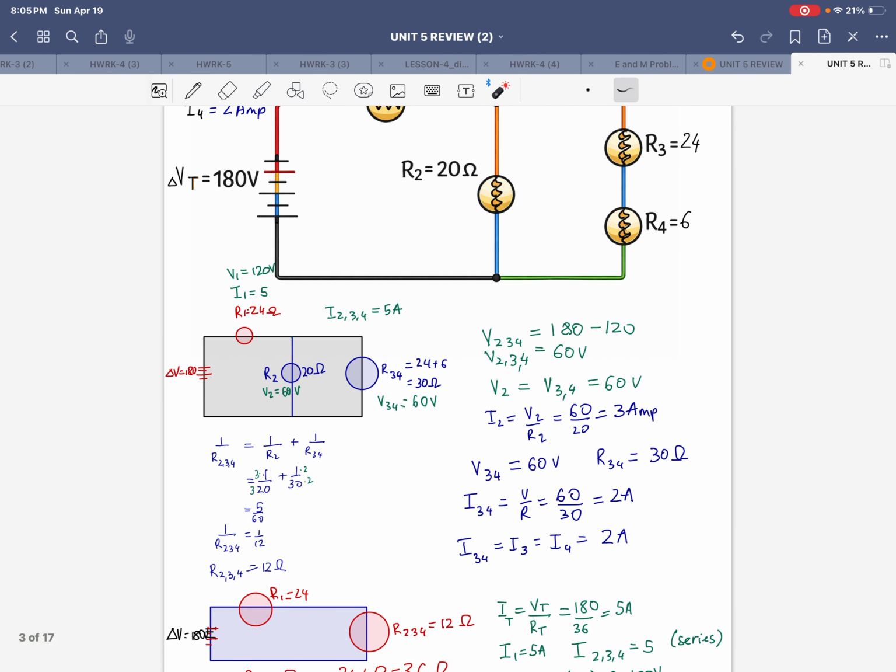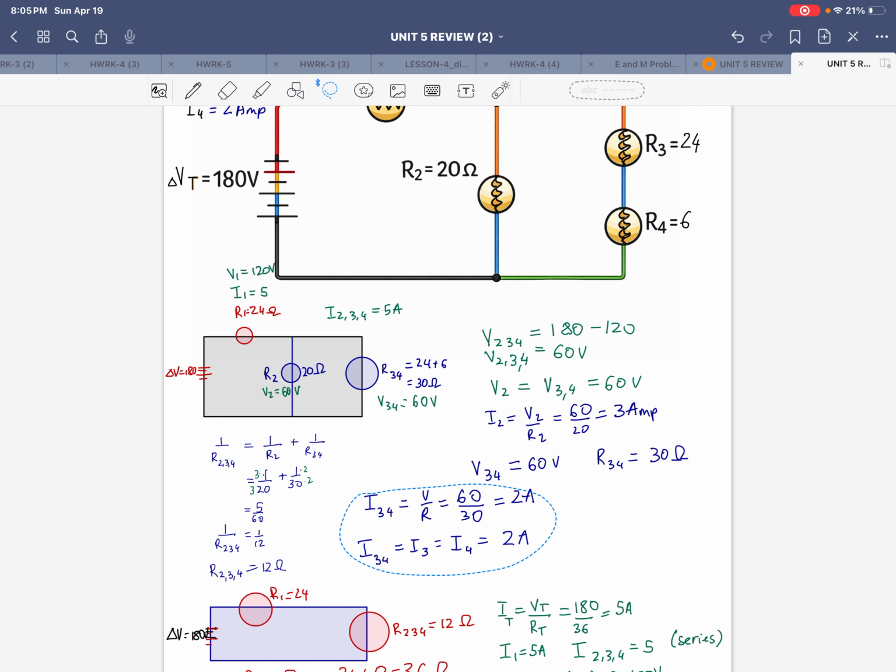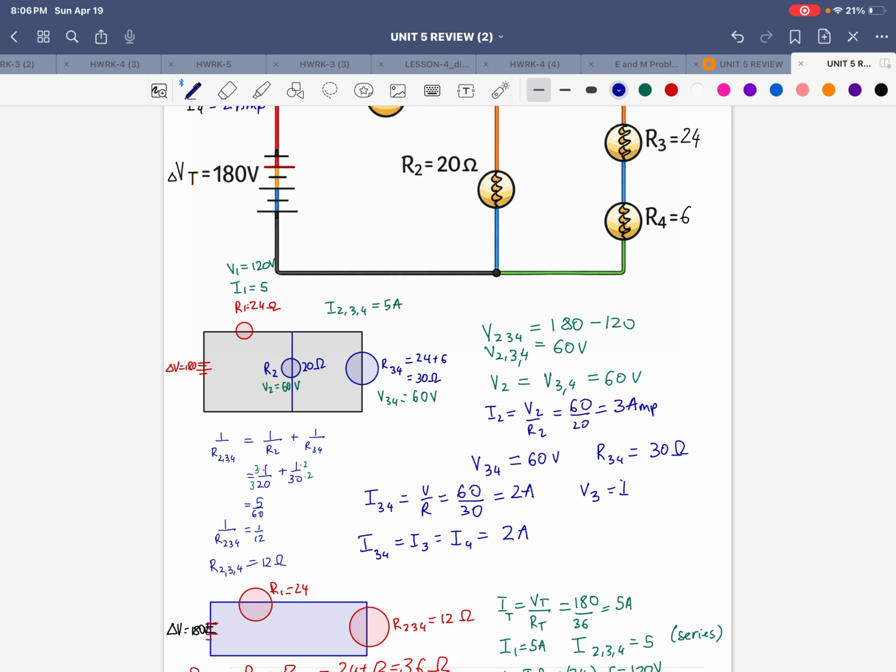Now, the voltage drop in each resistor or in each bulb is going to be different because they are in series. So since we're at it now, what we're going to do is calculate the voltage drop here. V at 3 is I3 R3. So that's 2 times 24. 2 times 24, we got a 48 volt here.